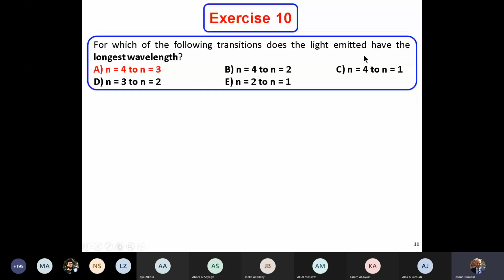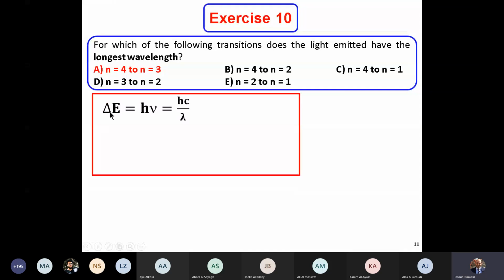So what is the longest wavelength? When the electron returns from 4 to 3, from 4 to 2, from 4 to 1, or the electron returns from 3 to 2, or from 2 to 1. So delta E absorbed equals delta E emitted, E absorbed equals E emitted equals h nu equals hc over lambda. And delta E equals E higher minus E lower.